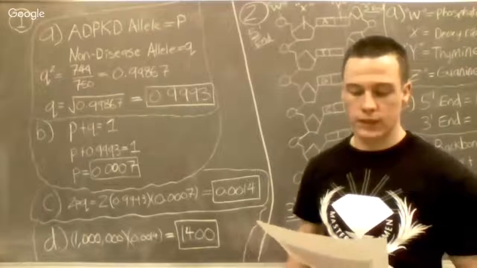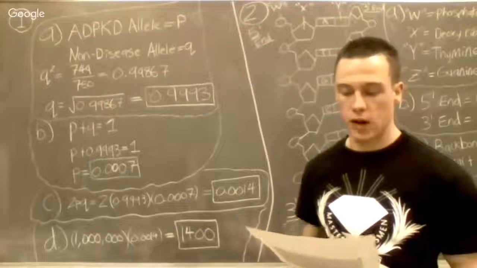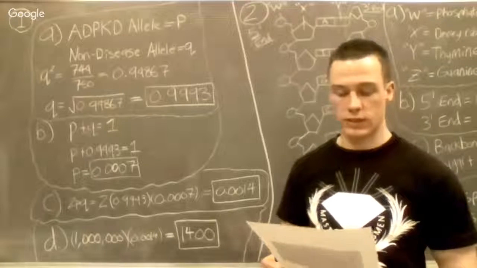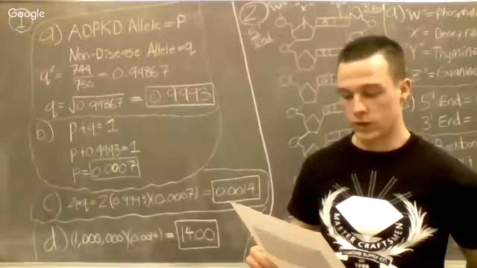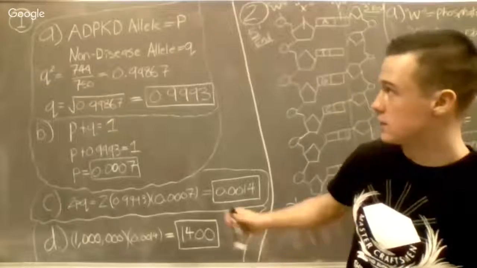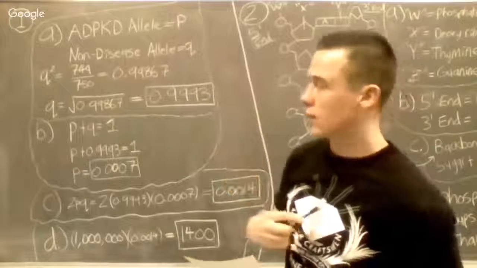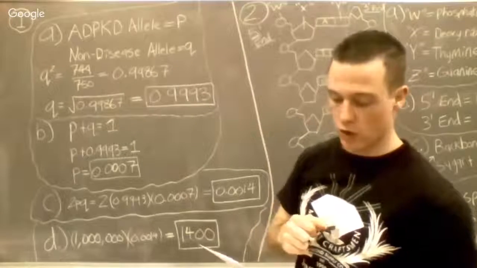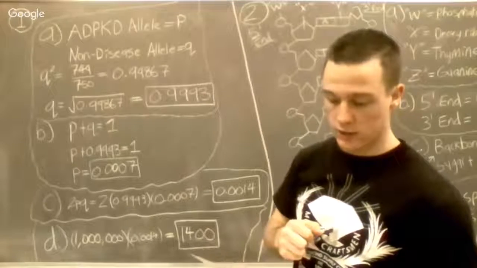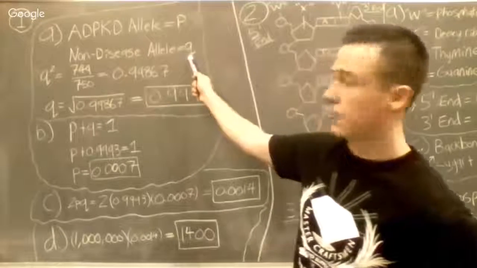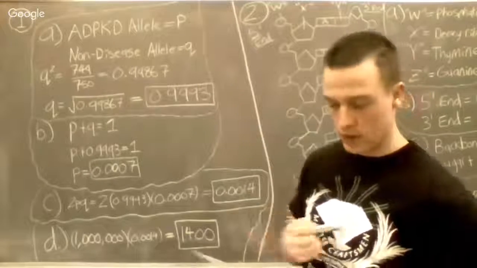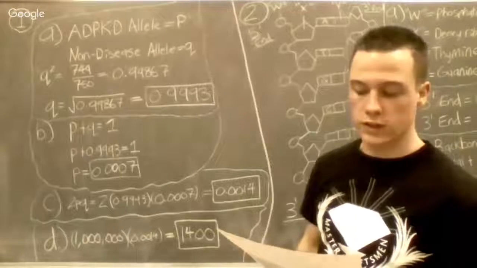Number one is talking about autosomal dominant polycystic kidney disease. It tells us that the disease allele is dominant, so I made it P in our Hardy-Weinberg equation, and the non-disease allele is therefore recessive, so I made it Q. It's asking, what is the frequency of our non-disease allele?